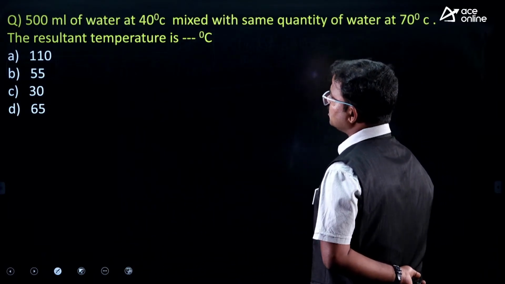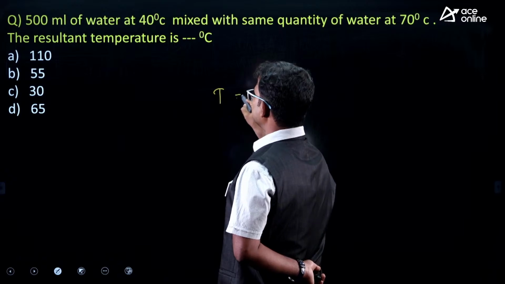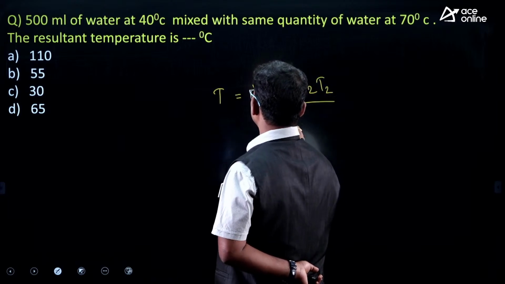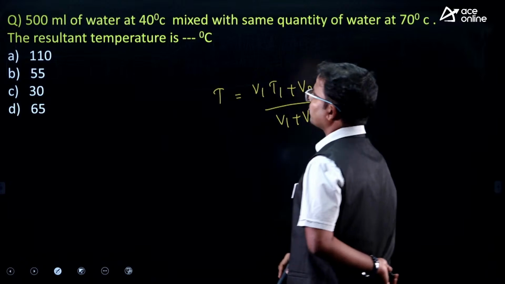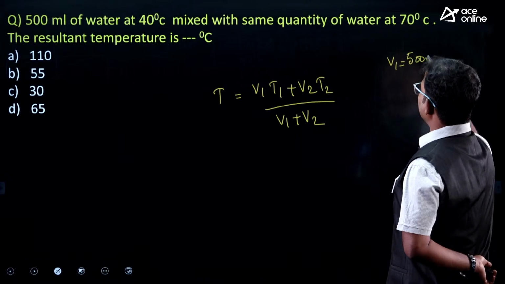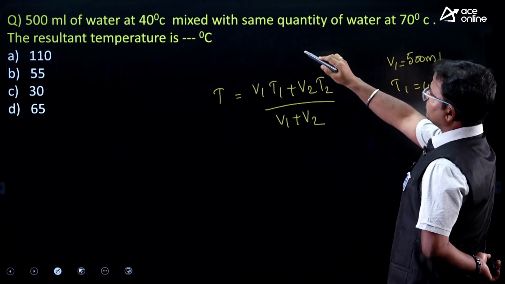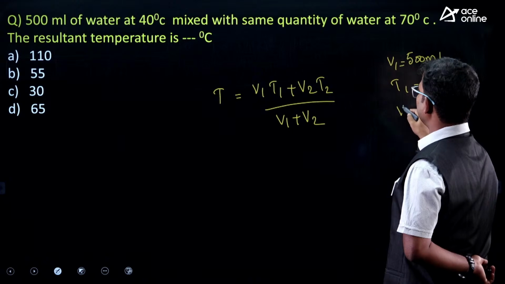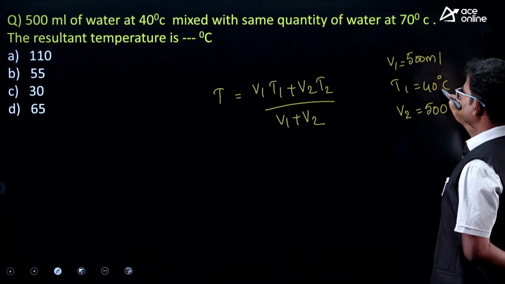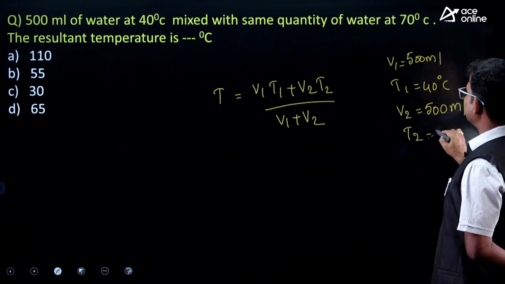500 ml of water at 40 degrees centigrade is mixed with the same quantity of water at 70 degrees. The resultant temperature T is equal to (V1 T1 + V2 T2) by (V1 + V2). This is the formula. Here V1 is equal to 500 ml, T1 is 40 degrees centigrade. Mixed with the same quantity of water means V2 is also 500 ml, and T2 is equal to 70 degrees.